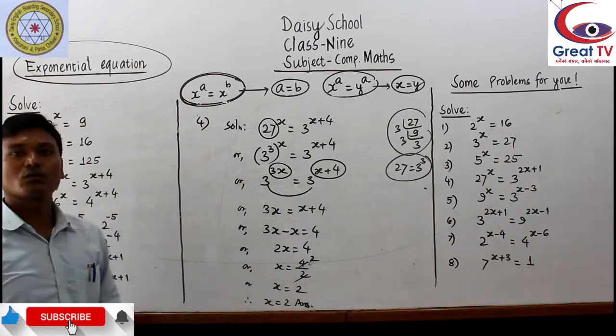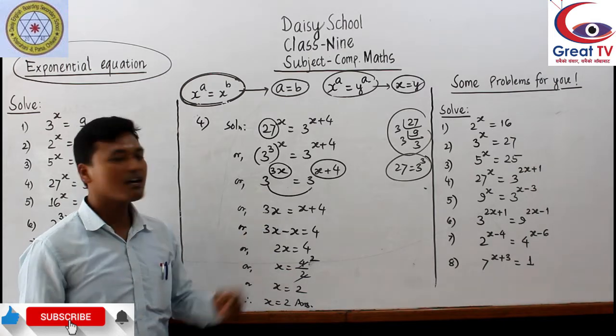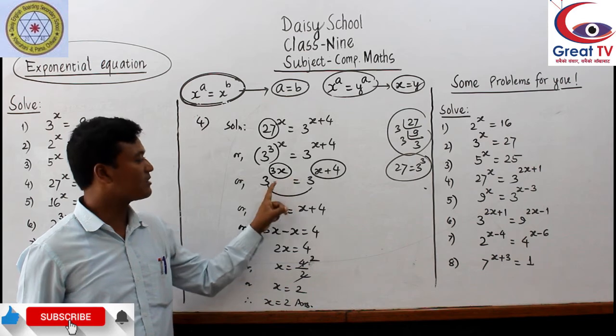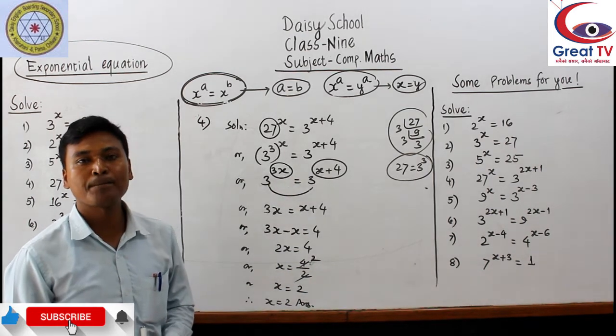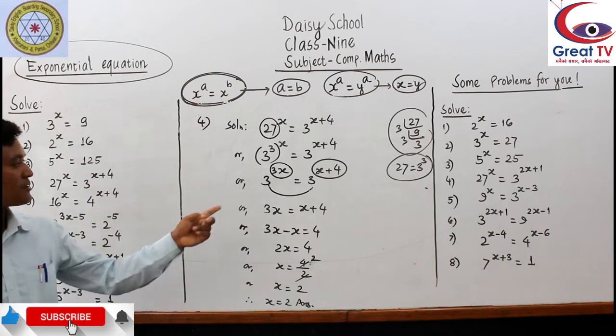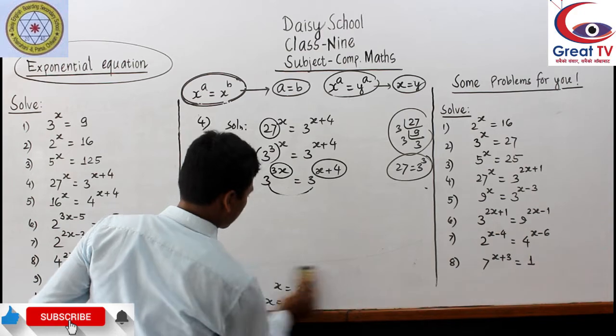Therefore, the x value is equal to 2. Answer. So anyhow, make the same bases. Then use the concept that if the bases are same, the powers are equal. The next one, you can use the same concept. So let us start the next one.